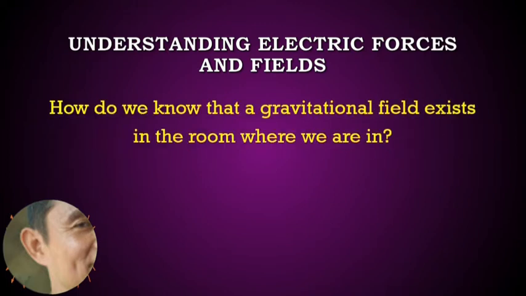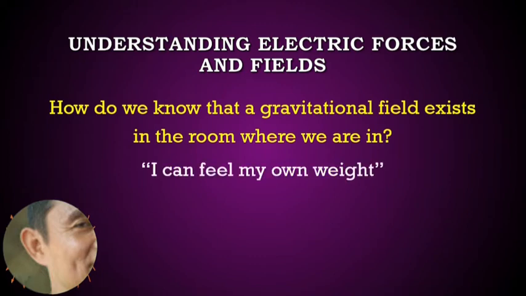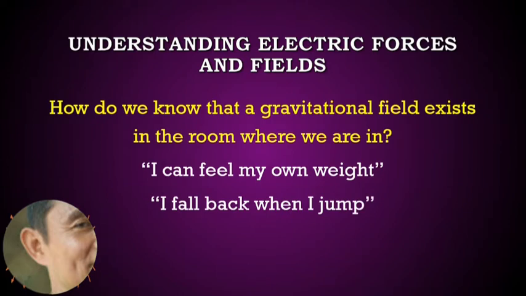And how do we know that there is gravity around you in a room where you are in? There are many ways. Of course, you already know that you can feel your own weight. And you tend to fall back when you jump. So whenever I jump, for example, you go back. And that's because your weight brings you down. And because weight is a force of gravity.